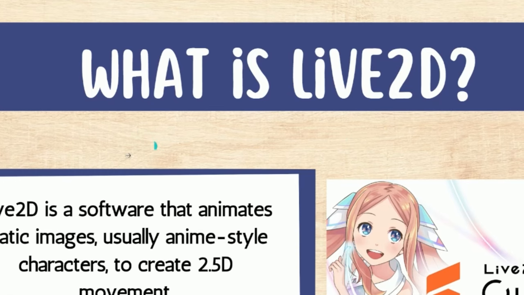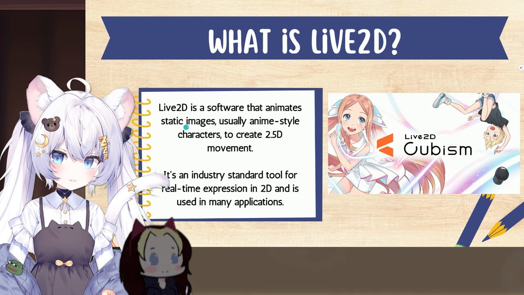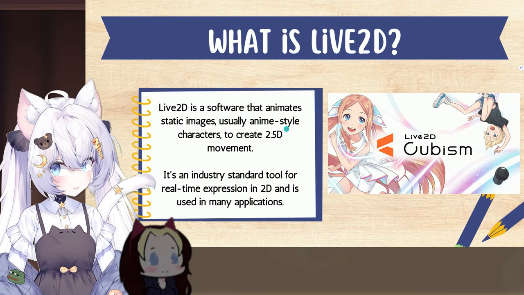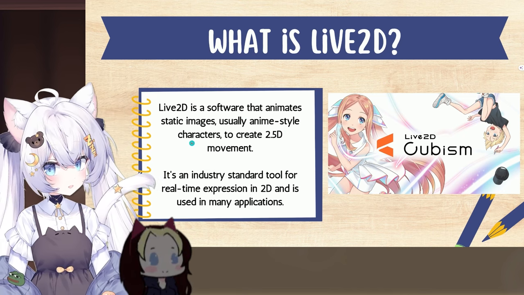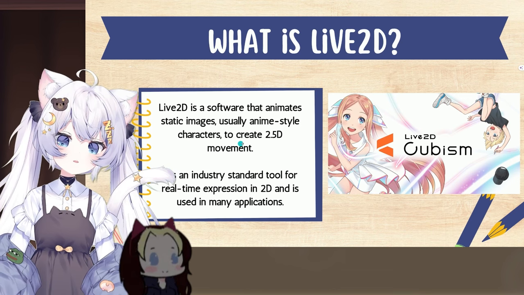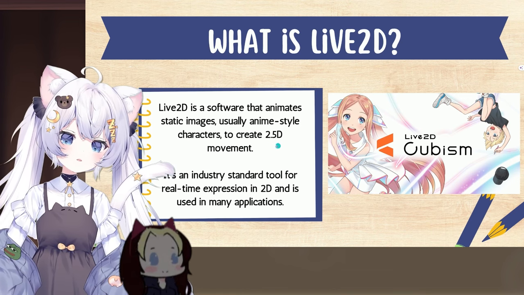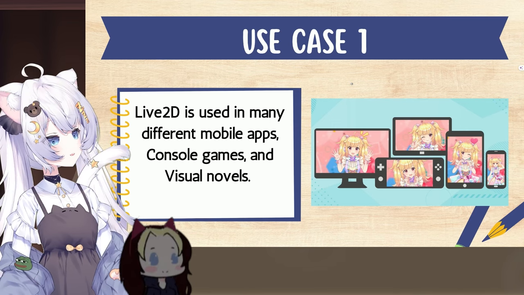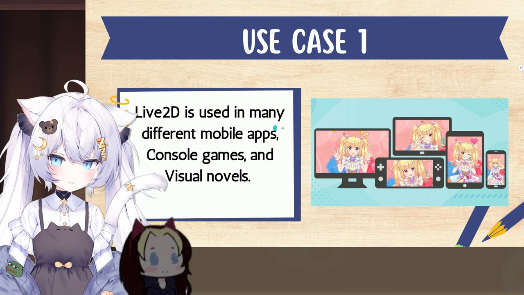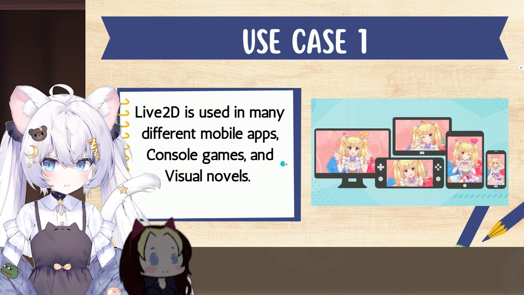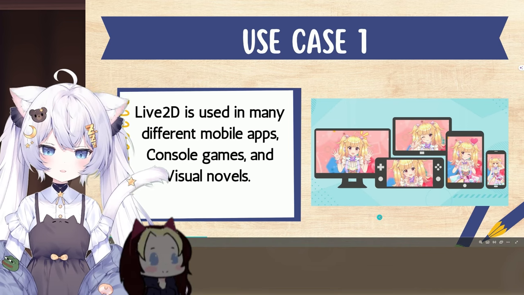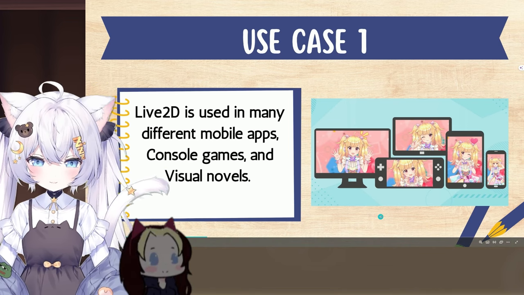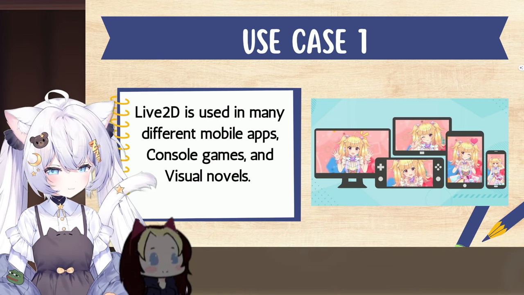So what is Live2D? Live2D is a software that animates static images, usually anime style characters, which don't always have to be anime styled. They do this to create a kind of 2.5D movement. One particular use case is that Live2D is used in many different mobile apps, console games, and visual novels. You may have played a couple of games here and there that have used Live2D without realizing it.